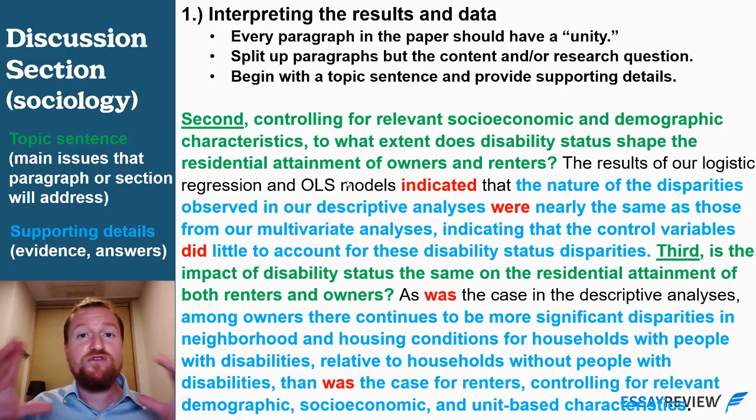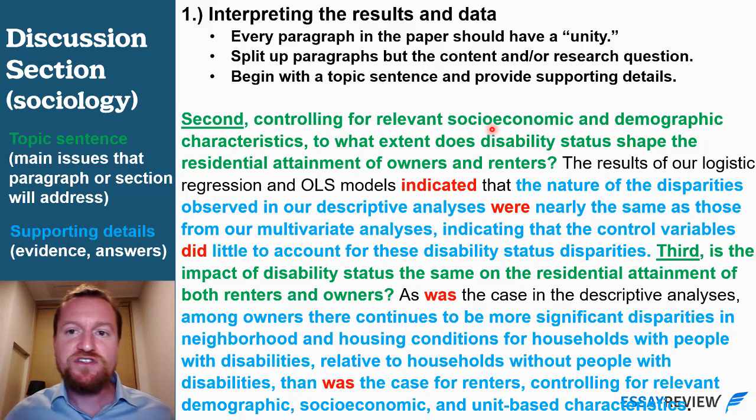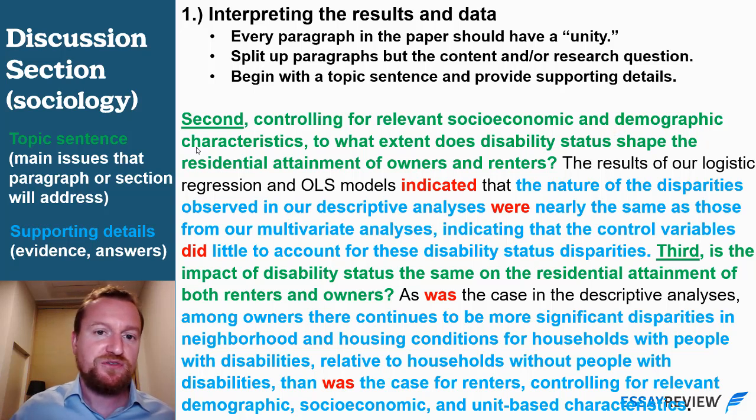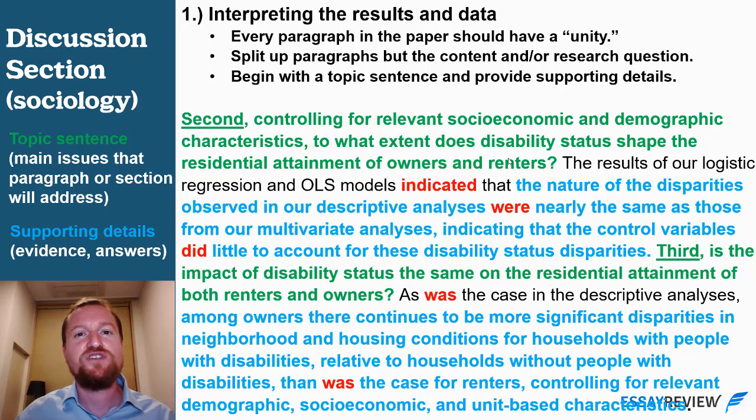And I want you to focus on the internal logic within a given paragraph. So you have this topic sentence that gives the main issues of what the section will address and gives the main finding. So let's just read what's in green. Second, controlling for relevant socioeconomic and demographic characteristics. To what extent does disability status shape the residential attainment of owners and renters? So this was a research question that their study sought to answer.